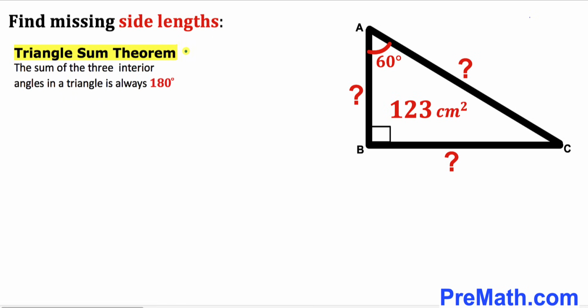Now let's recall the triangle sum theorem. According to this theorem, the sum of the three interior angles in a triangle is always 180 degrees. So therefore, this missing angle has got to be a 30-degree angle, because the sum of these three interior angles is indeed equal to 180 degrees.